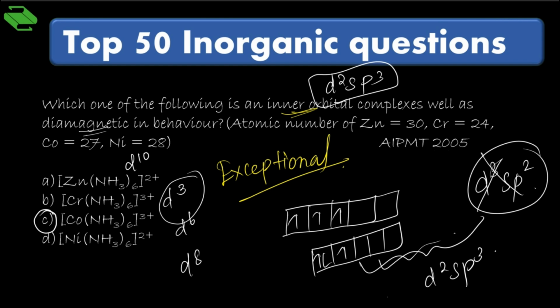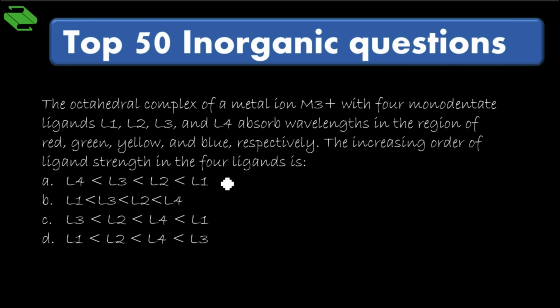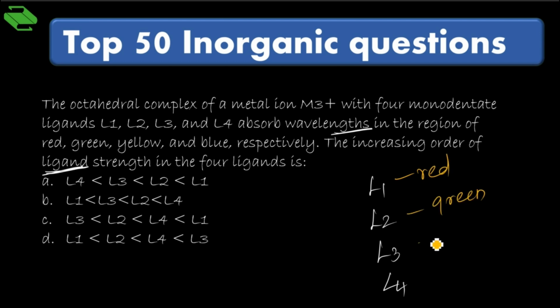It was asked also. Then, an octahedral complex of the metal ion M3 plus with 4 monodentate ligands L1, L2, L3, L4 absorbs light in the wavelength region of red, green, yellow and blue. Okay, great. So they are asking for the increasing order of ligand strength. They have given the wavelength and asked you to find the ligand strength. How can you go about this type of question? First let me write the colors: red, followed by green, then yellow, and then blue.